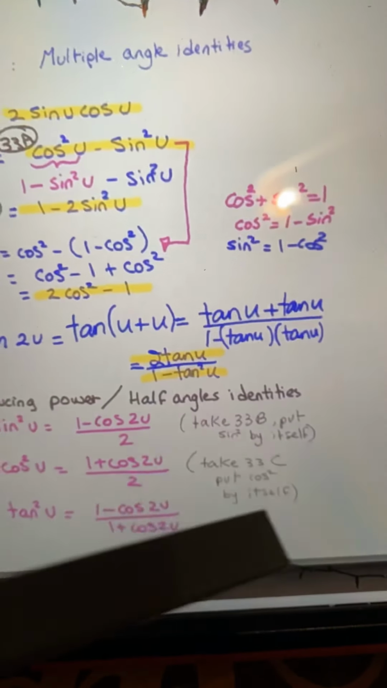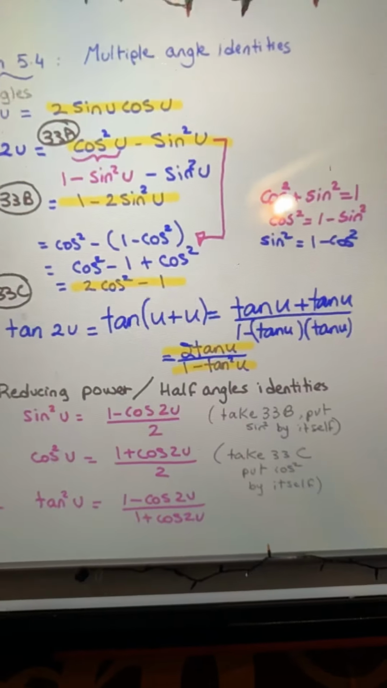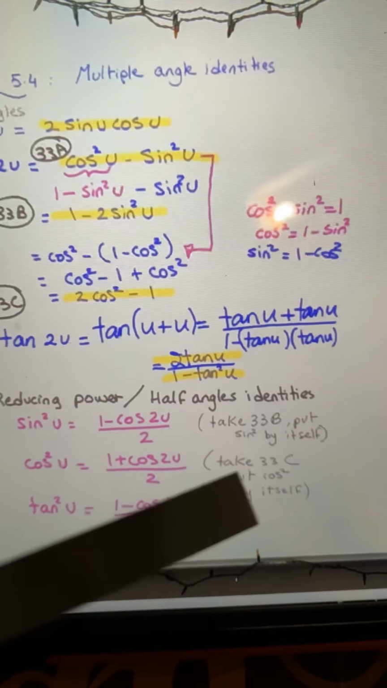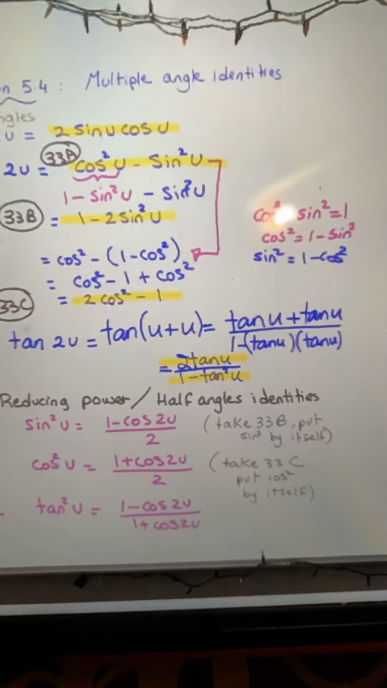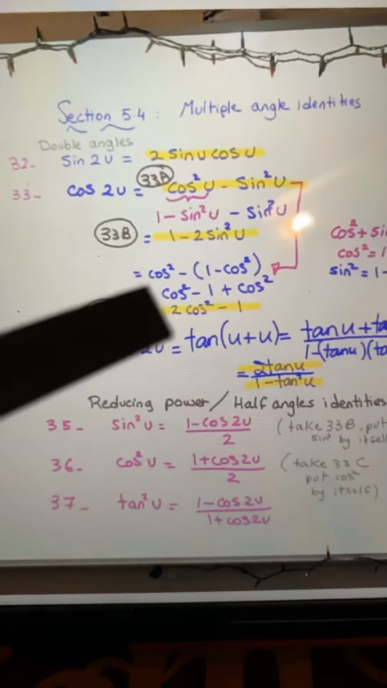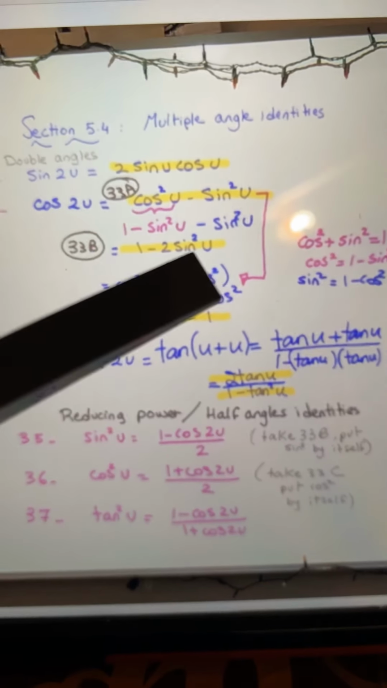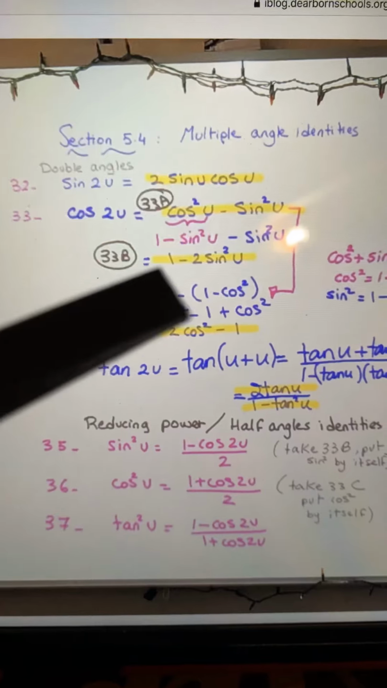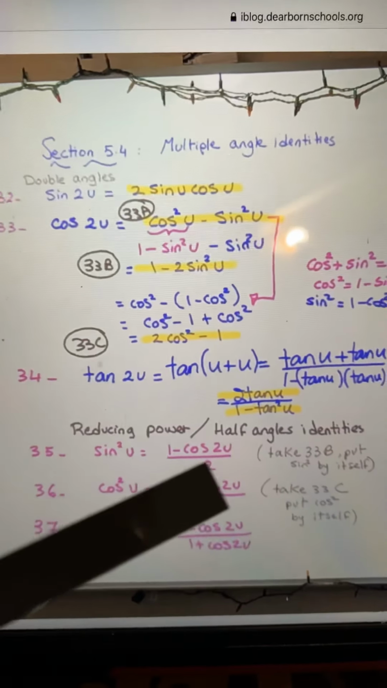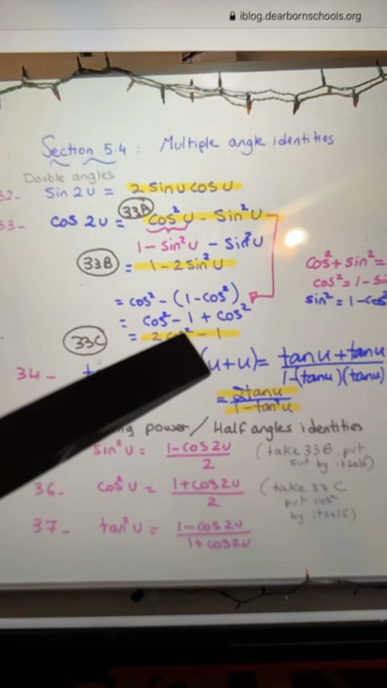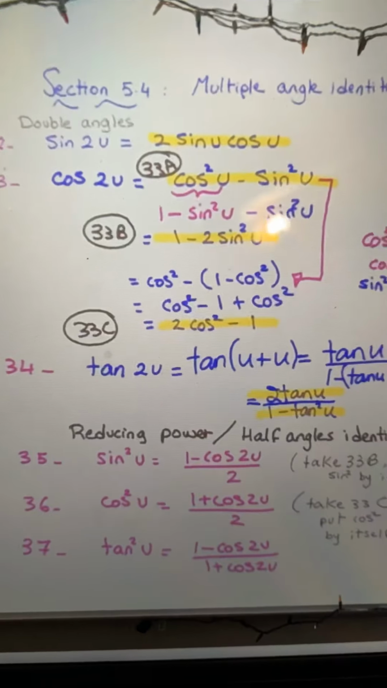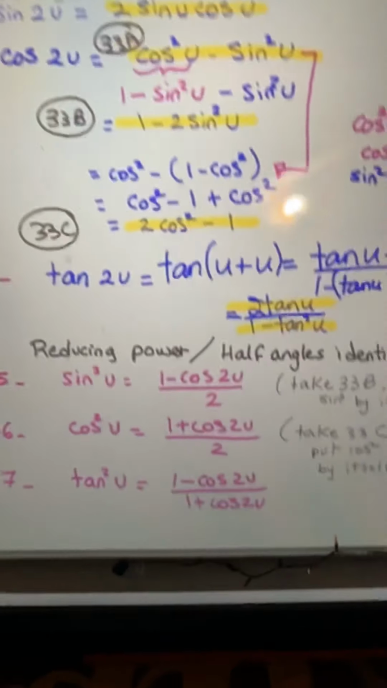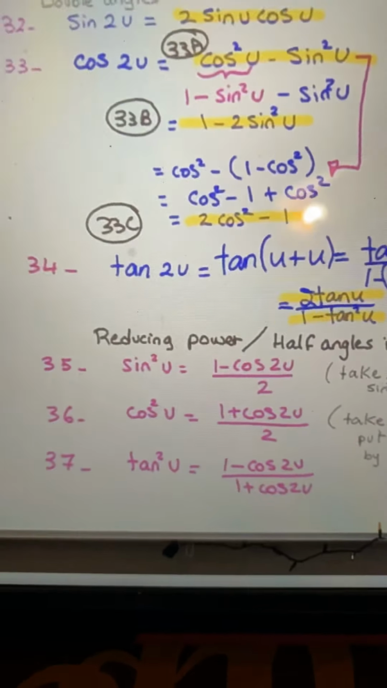Take 33b and put sine squared by itself. You can try it just to understand how I got this. Take 33c and put cosine squared by itself. So solve for a variable. That's what I meant. If you take 33b and put sine squared by itself, which means subtract 1 on each side, divide by negative 2, you obtain that. And if you take 33c and you try to put cosine squared by itself, you basically add a 1 on each side and divide by 2, then you will get what we got here in 36. So those are the new identities we're working with.